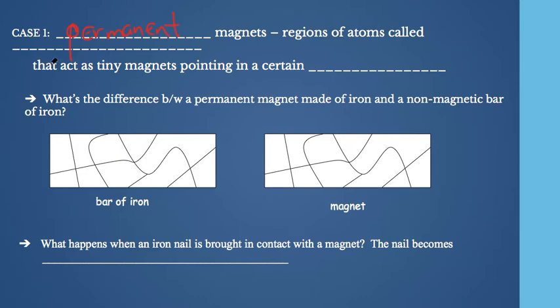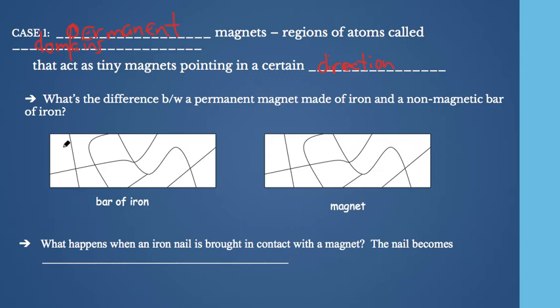So the key thing is you have regions of atoms called domains. These domains act like tiny magnets pointing in a certain direction. This is very, very simplified, but it gets to the heart of what a permanent magnet does. So if we take a bar of iron, you have just these arbitrary regions. And in those regions, you have an overall magnetic field due to moving electrons that are orbiting the atoms of a particular metal, in this case iron. It's not just any electrons, it's really the valence electrons.